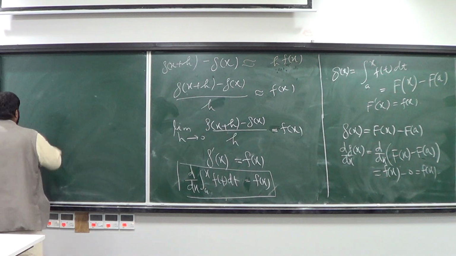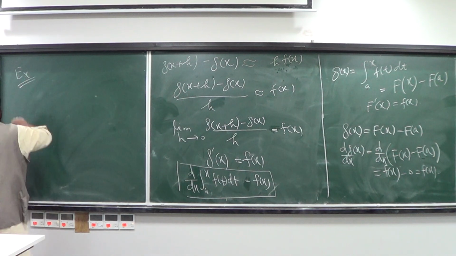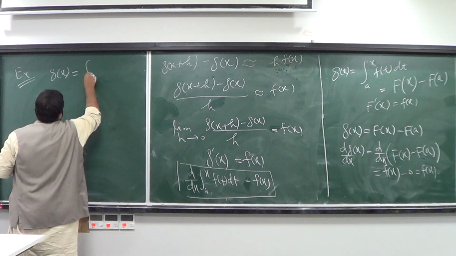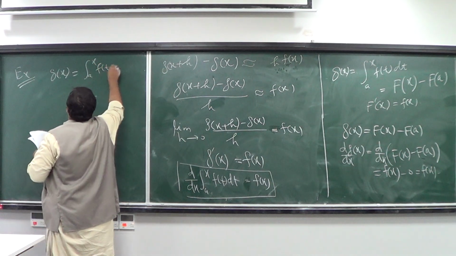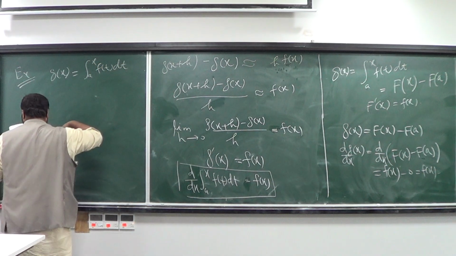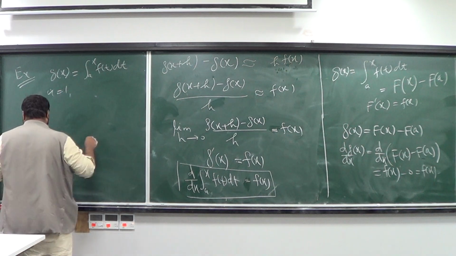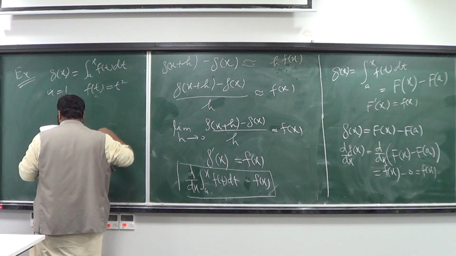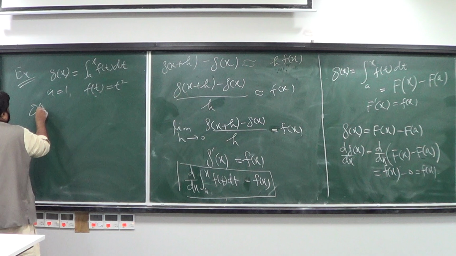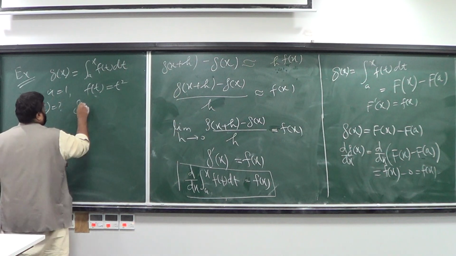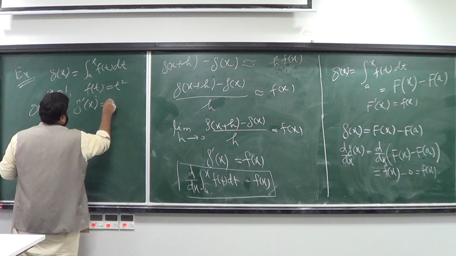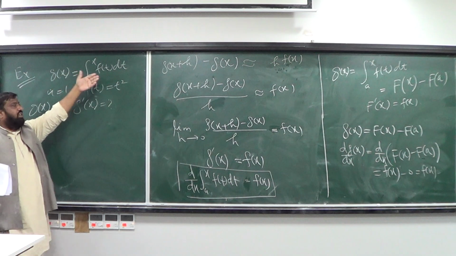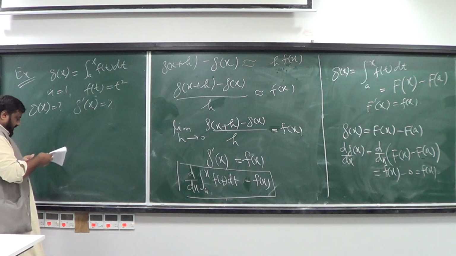So let's start with one simple example, that imagine I'm saying that my g of x is integral from a to x of f of t dt, where a is a fixed number 1 and f of t is say t squared. So we need to compute an explicit formula for g of x, and we need to compute the explicit formula for g prime of x. In other words, compute g of x, which is not difficult to do, and compute g prime of x actually.